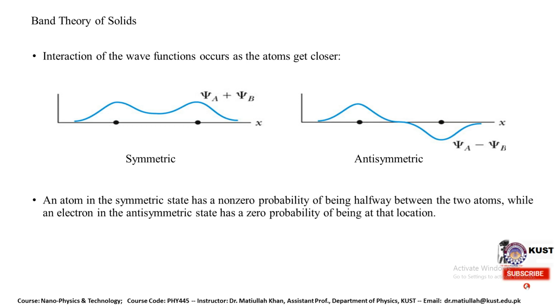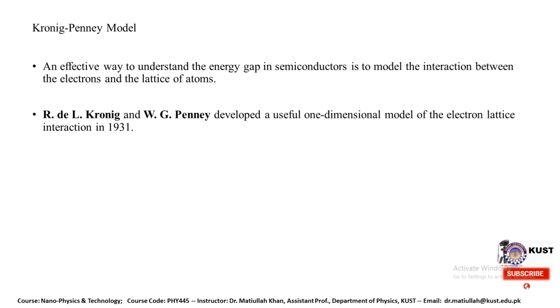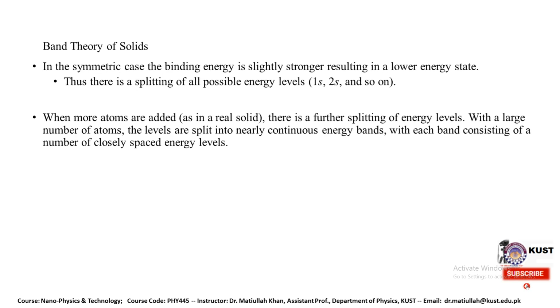Here in this slide, the concept of symmetric and anti-symmetric wave functions is provided. An electron in the symmetric state has a non-zero probability of being halfway between the two atoms, while an electron in the anti-symmetric state has a zero probability of being at that location. So the band theory of solids shows that in the symmetric case the binding energy is slightly stronger, resulting in a lower energy state. Thus there is a splitting of all possible energy levels, especially 1s, 2s, and so on.